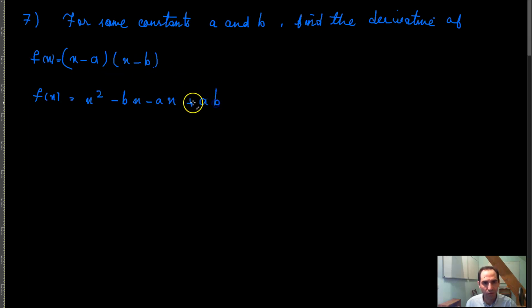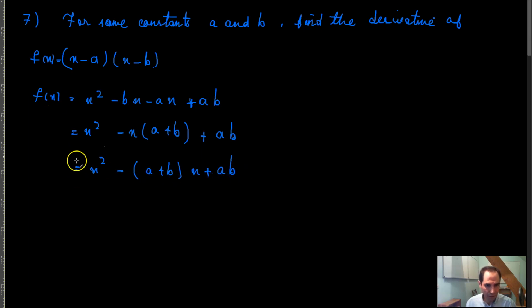plus ab, right? And then you can take an x out here, so you can write it as x squared negative x times a plus b plus ab. So I can write this as x squared negative a plus b times x plus ab, right? And so that is f of x. Now I did this because a and b, since they are constants, I wanted to get them together so I could take them out.